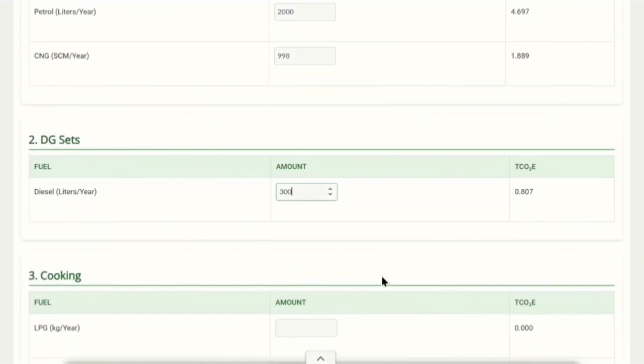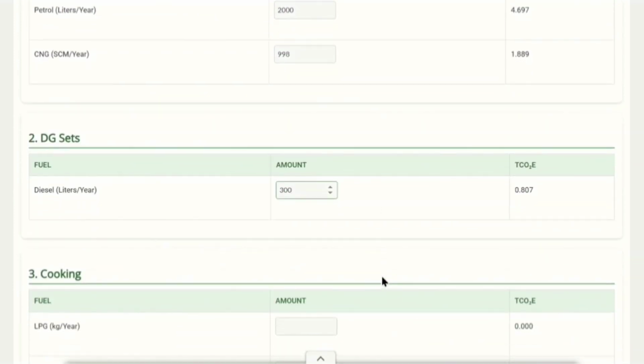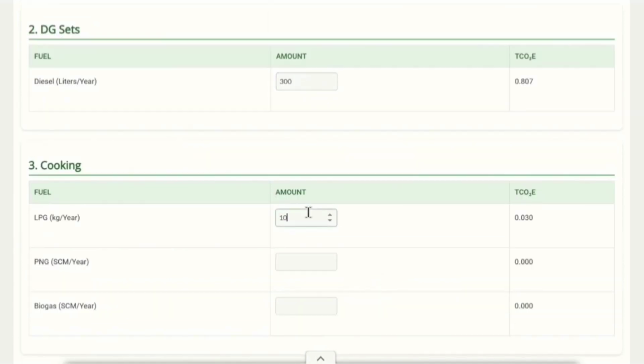Next is the cooking section. In this section, you report fuel consumption from commercial kitchens. 100 kg per year. PNG 50 HCM per year. This tool converts the quantity into energy into emissions automatically.